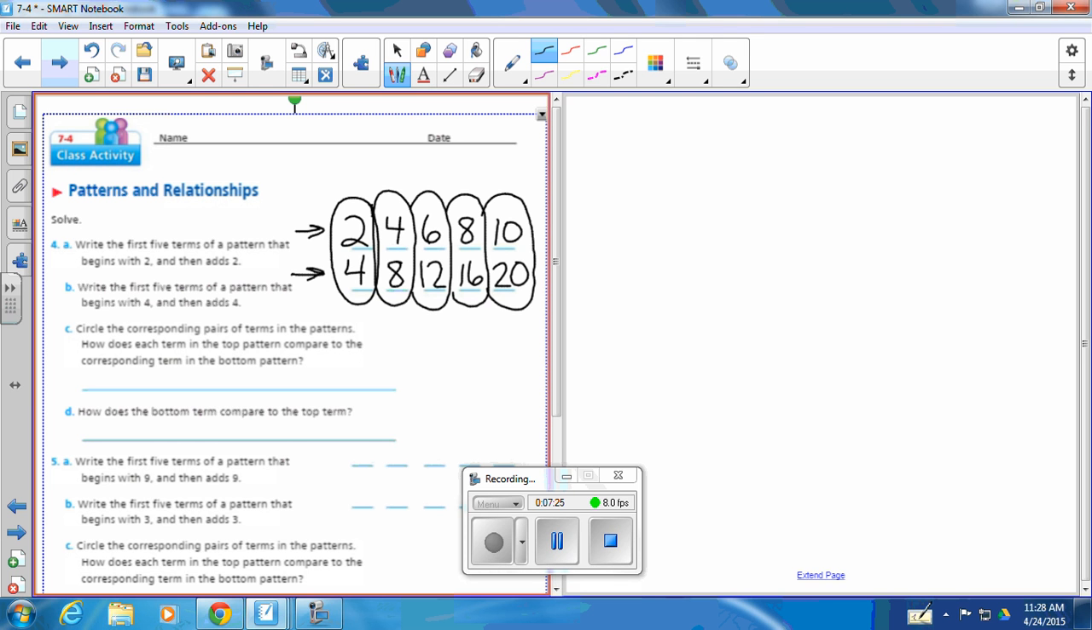Turn and talk. How does that compare? All right, so what I heard a lot of is it's times 2. We take 2 times 2 and get 4, 4 times 2 and get 8, 6 times 2 and get 12, 8 times 2 and get 16, 10 times 2 and get 20. So for this line, the top term is the bottom term divided by 2. Or you could say the bottom term is the top term multiplied by 2.